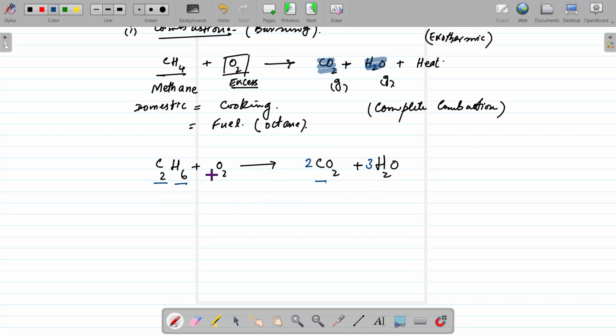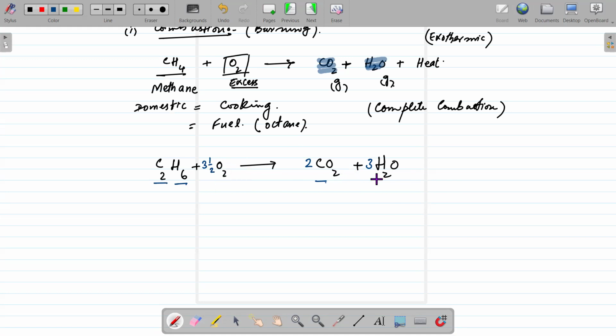Now at the end, balance the oxygen atoms. Here I have two oxygen atoms on the left side, while on the right side, I have 2 into 2, 4, and 3, 7 oxygen atoms. So how many oxygen atoms do I need here? Here I have 2, so I will place 3.5. Multiplying it by 2, I will get 7 oxygen atoms, so that my equation is balanced.